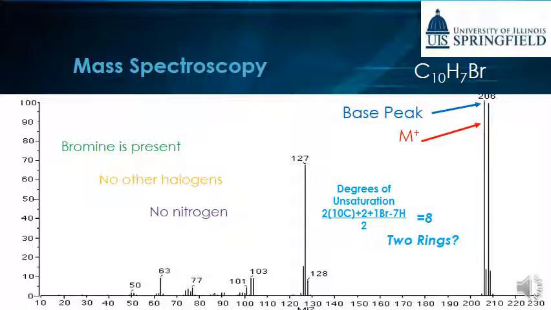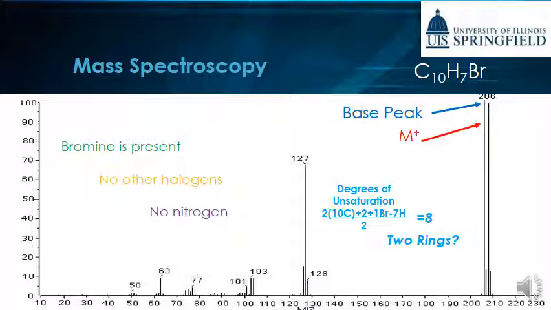Next, you want to determine what your degrees of unsaturation are. Now that's found by taking the number of carbons you have, in our case 10, multiplying it by 2, adding in the number of halogens, which we have 1 bromine, and then subtracting the number of hydrogens, which we have 7, and dividing all of that by 2.